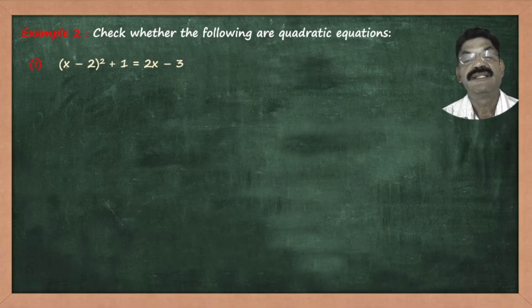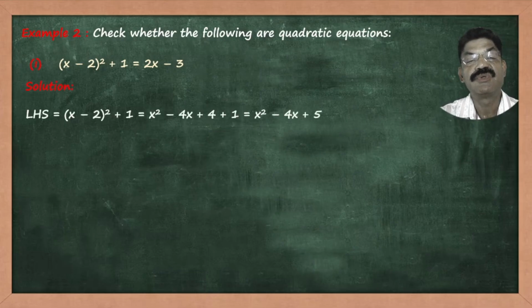Example 2. Check whether the following are quadratic equations. (x minus 2) whole square plus 1 is equal to 2x plus 3. You remember the formula for (a minus b) whole square. So using that, I expand (x minus 2) whole square. Then I get x square minus 4x plus 4 plus 1. That is the left hand side, which is equal to x square minus 4x plus 5.